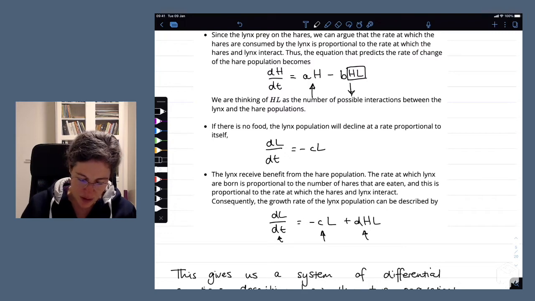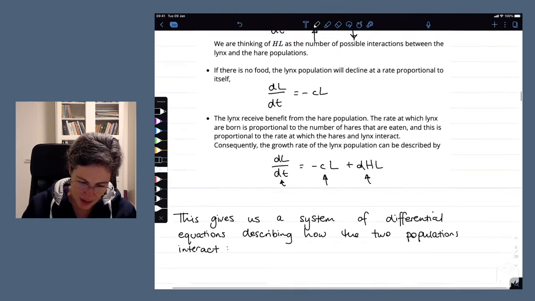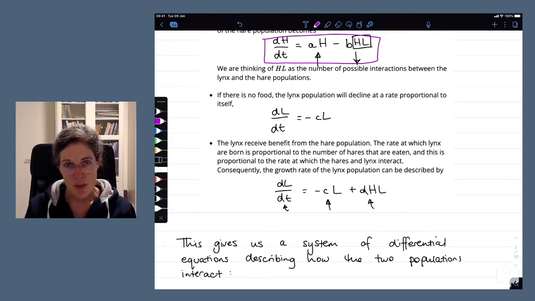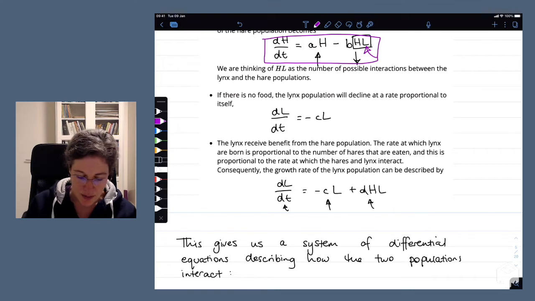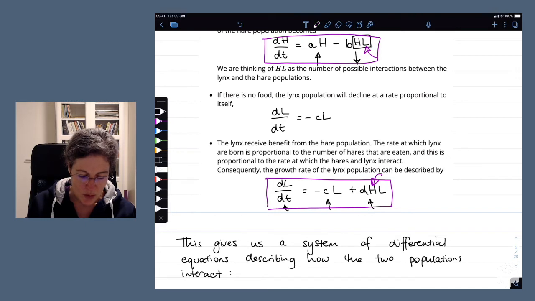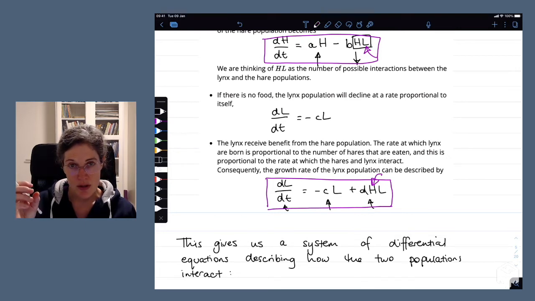All right, so we've got another equation over here. But the important thing you'll notice is that this equation here, which is telling us about the hare population, includes our formula for the lynx population. And similarly, if we have a look at our differential equation that models the lynx population, it requires that we know what the hare population is. So we have what's called two coupled differential equations. We can't solve one without the other.